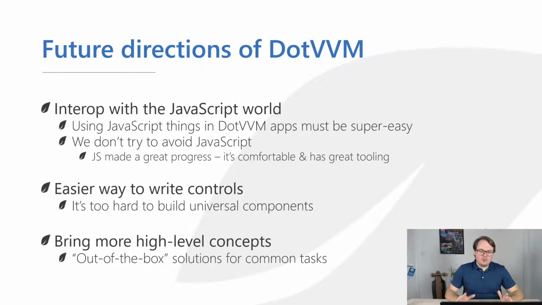So that's what we would like to address, and we want to deliver a better API for building controls. We already have some pull requests on GitHub, but they need some other work, but that's what we are looking into. And we also want to bring some more high-level concepts, basically provide something like out-of-the-box solutions for common tasks you are working on in your application.